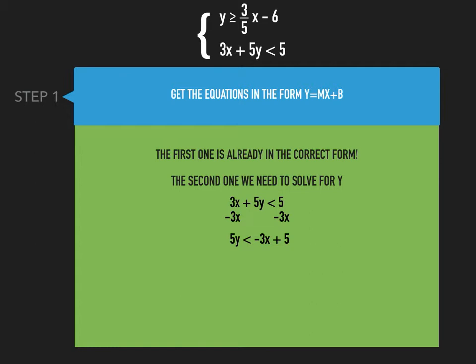Negative 3x plus 5. Please note you can also write 5 minus 3x, and that's the same thing. However, I like to put it in the form y equals mx plus b, so I write the negative 3x first.